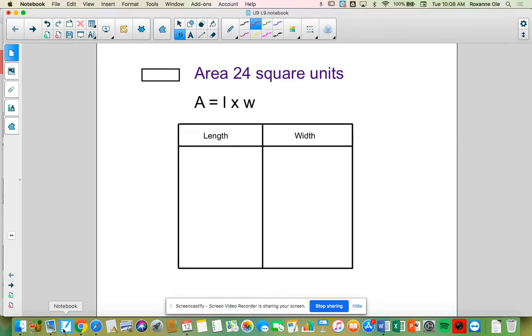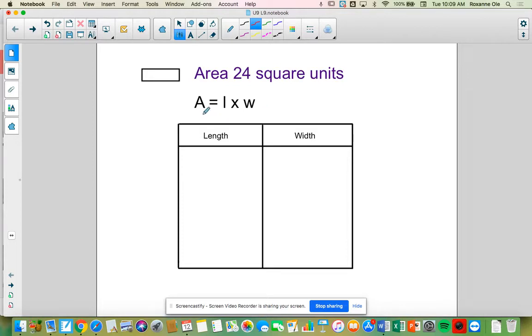Today we're going to learn how to sketch some polygons with specific dimensions. And so the way we do this is we make a table to help us decide what the dimensions of the polygons should be. So for example, if you were asked to sketch a polygon with an area of 24 square units, first thing you would do, and the first thing you should always do, is write down the formula.